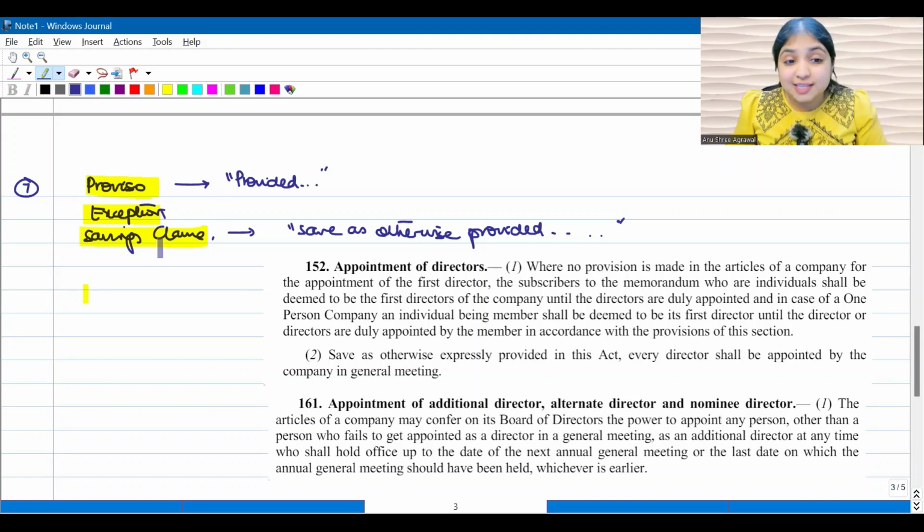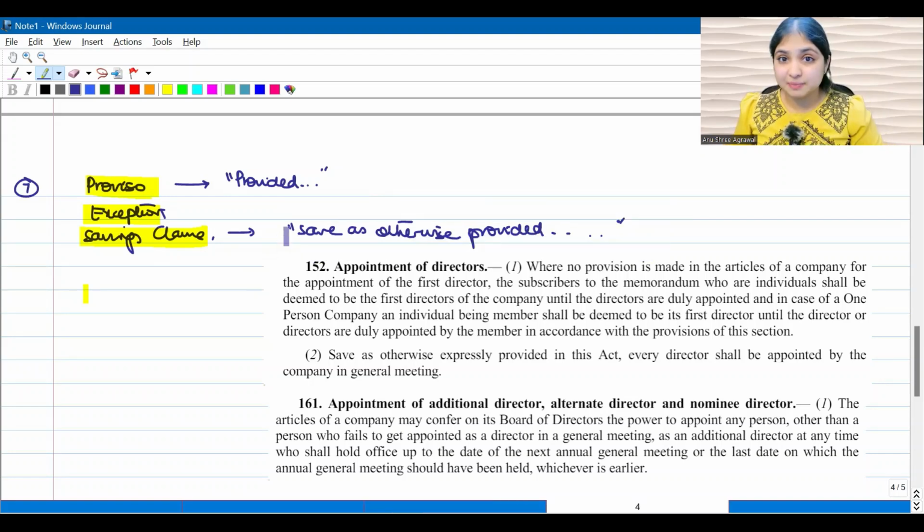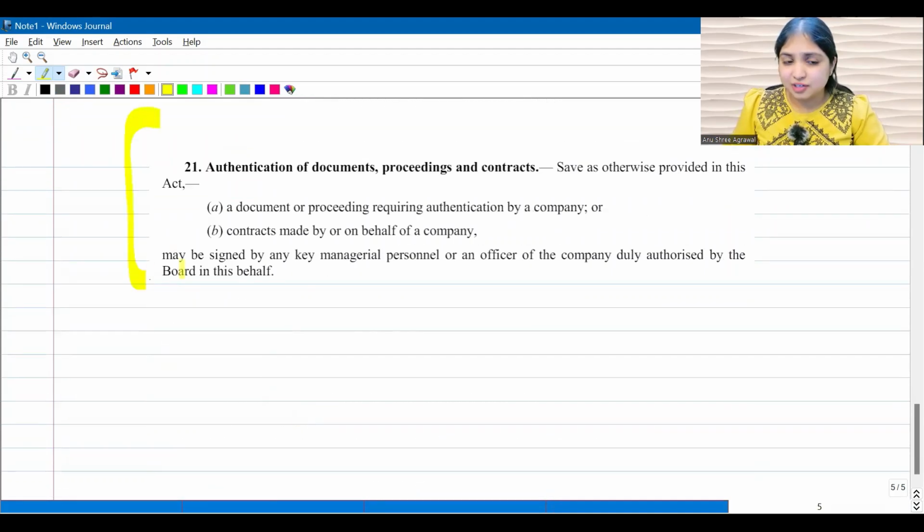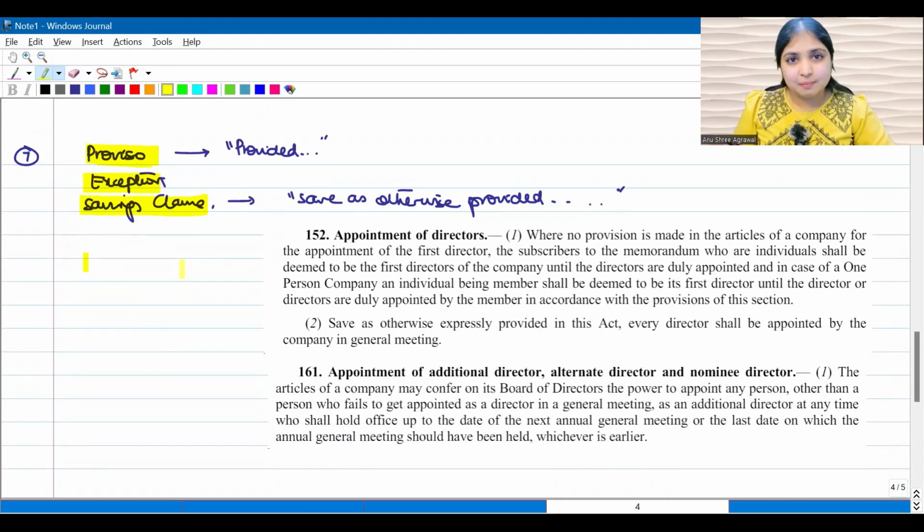Now, what is a savings clause? A savings clause starts with the words "save as otherwise provided." What it actually does is very, very interesting, okay? I'll show you an example straight away. I've brought two examples. One is section 152 and 161, and the other is section 21. All the examples are from the Companies Act.